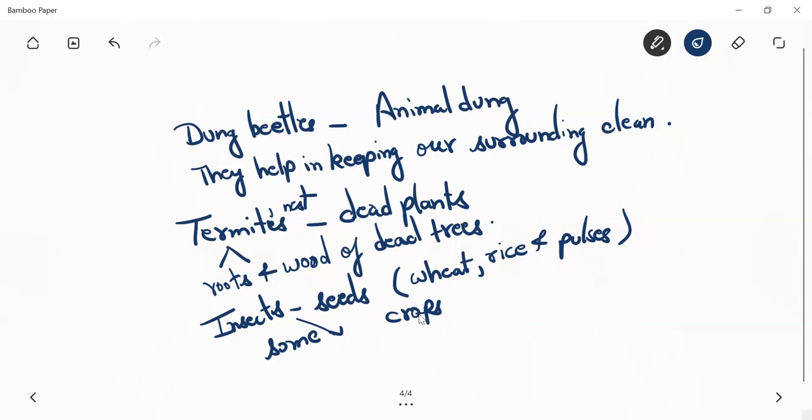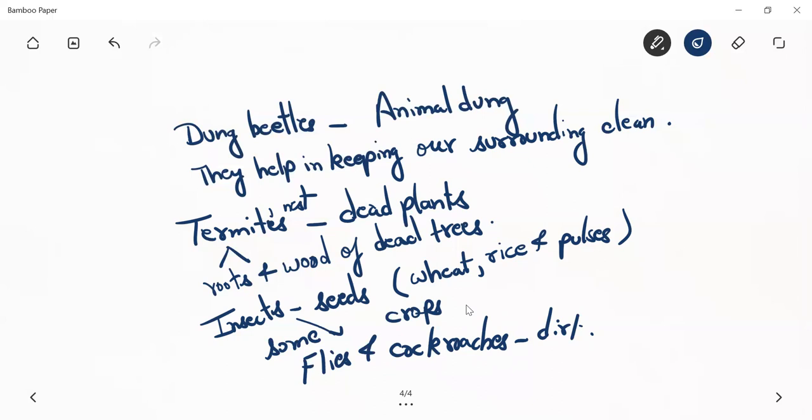Now, flies and cockroaches feed on all kinds of things, including dirt. Then, what do the cockroaches do? You might be seeing them in your kitchen cabinet, roaming here and there and spoiling our food.